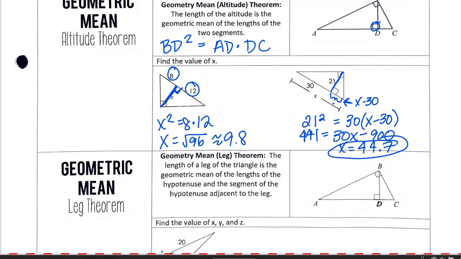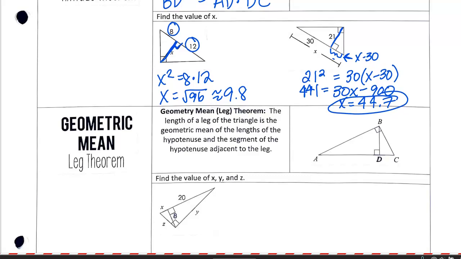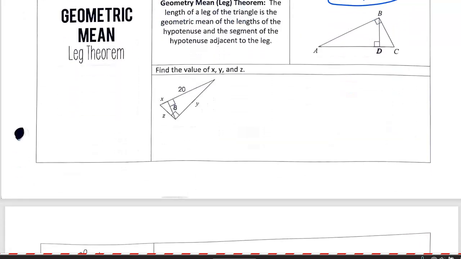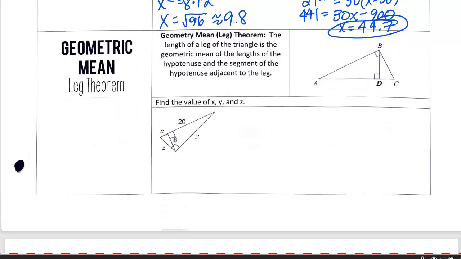Okay, so that was our geometric mean altitude theorem. And now we have our geometric mean leg theorem. So the length of a leg of the triangle is the geometric mean of the lengths of the hypotenuse and the segment of the hypotenuse adjacent to the leg. Okay, let's look at this. We're talking about the leg of our main big triangle. So if we look here, we have this leg, which is AB.